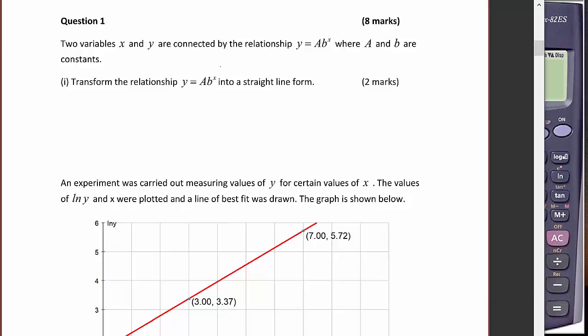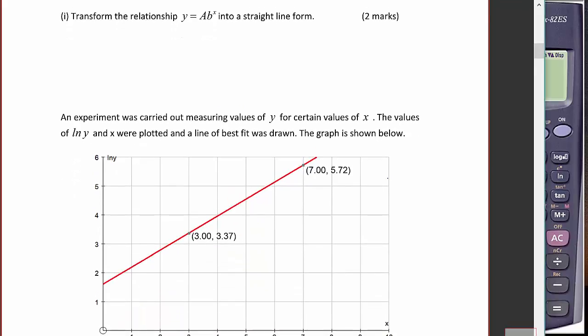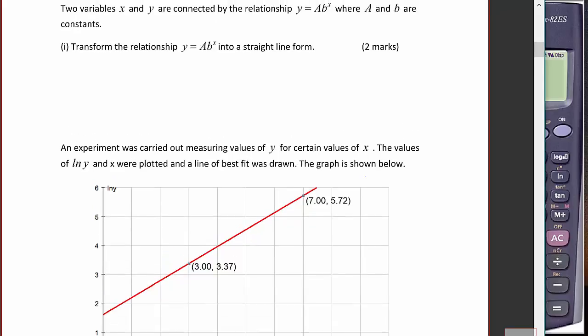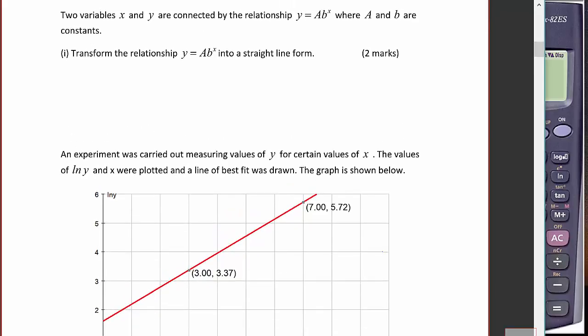Two variables x and y are connected by the relationship y equals ab to the x, where a and b are constants. Transform the relationship y equals ab to the x into straight line form. Now, if we look down just slightly further, we can see that we have ln y here, which tells us to take natural logs. So we're going to have ln y is ln ab to the x. So ln y is going to be ln a plus ln b to the x, and then ln y is ln a plus x ln b.